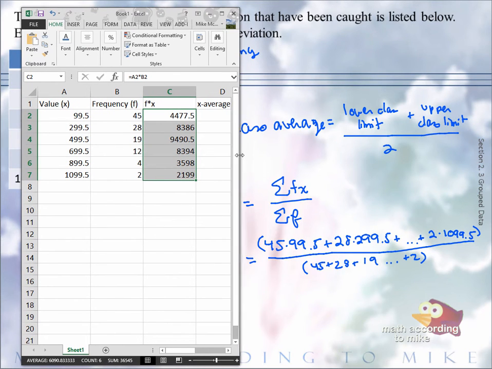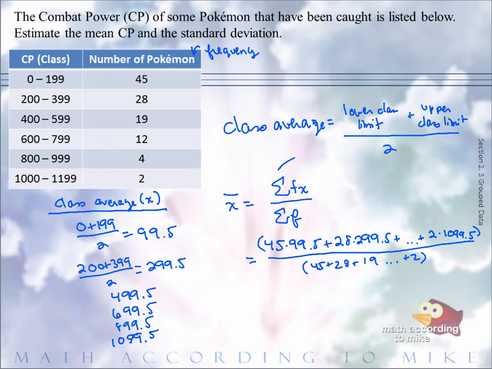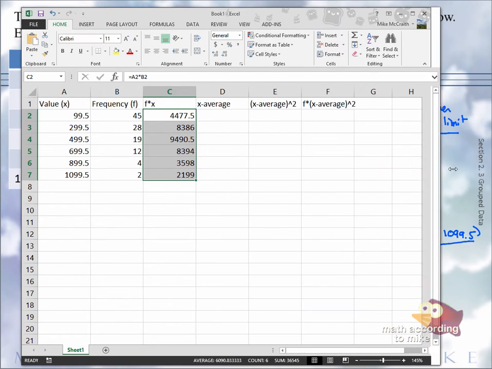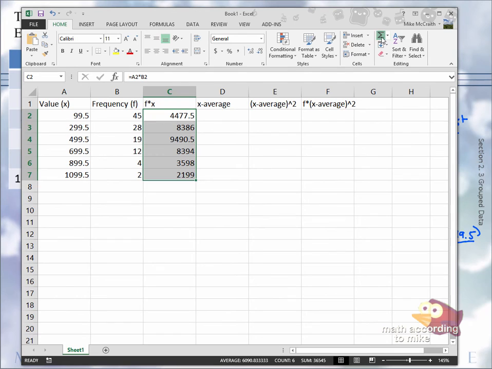So in the numerator, we need the sum of f times x. So making sure those cells are highlighted, we are now going to hit the sum key, and below that is the sum of all those f's times x, 36,545.